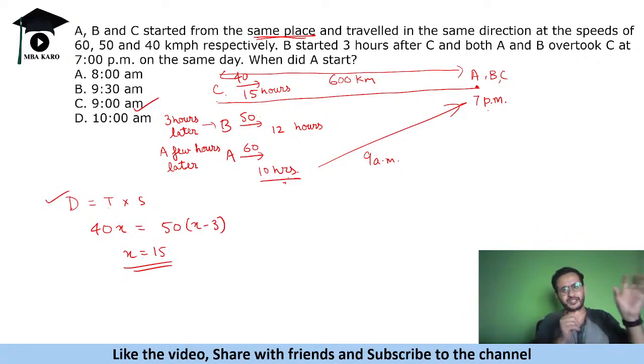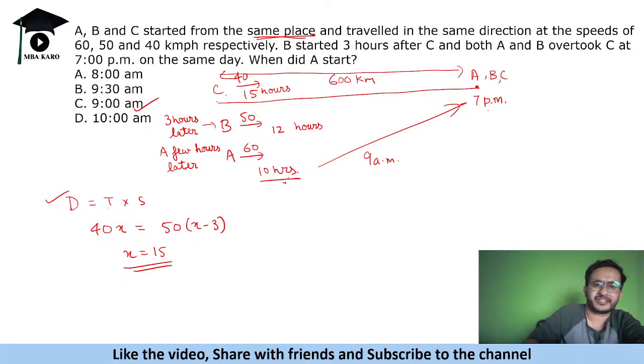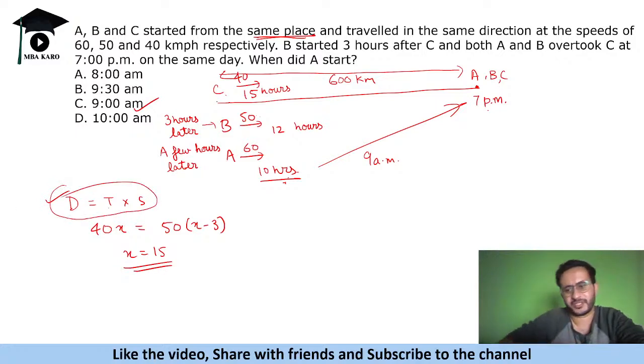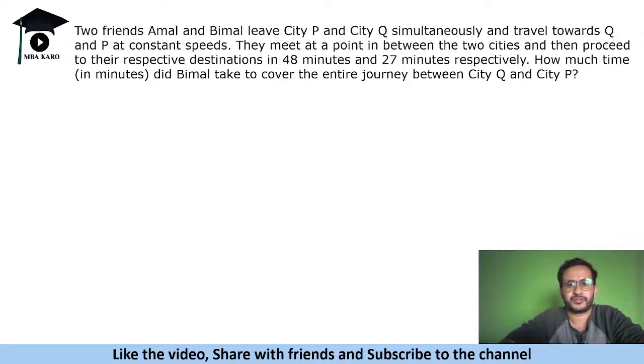In all three cases the distance is the same. So time into speed is distance. We do not know the time, so we assume it to be x, and this one's time is 3 hours less, so it will be x minus 3. The speed is given, so equate this and you get this. So that is the significance of using this framework in all the questions. Even if a new type of question comes, you would be able to solve it if you think in that way. Okay. All right. So this is another interesting concept that you must know.